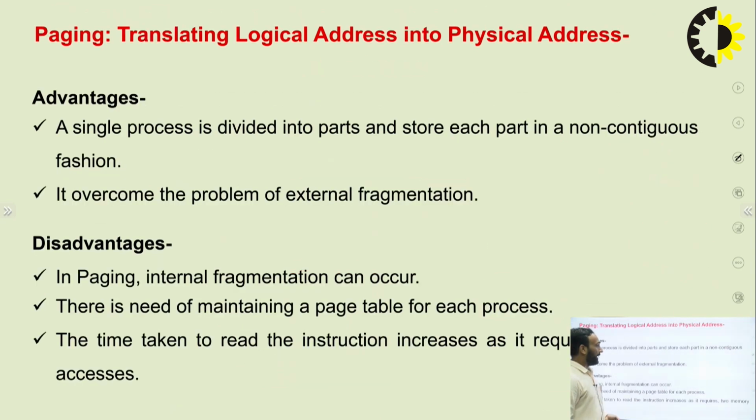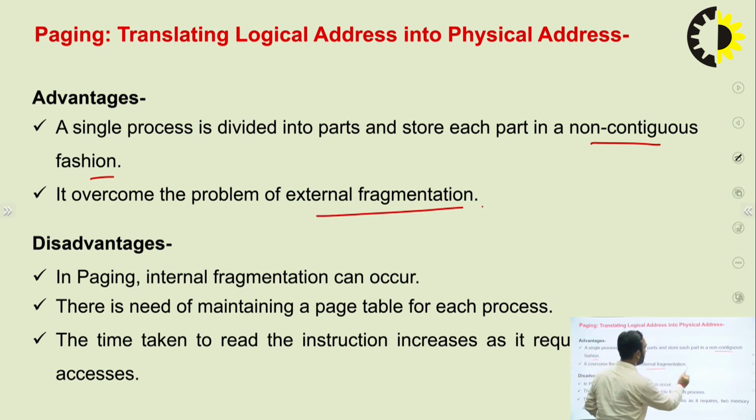What are the advantages and disadvantages of paging? As I read here, a single process is divided into parts and each part is stored in a non-contiguous fashion. It overcomes the problem of external fragmentation. In this method, external fragmentation is overcome. We can't say it is totally avoided, but it is overcome with the help of paging, because we divide a process into equal size pages and then place them into main memory.